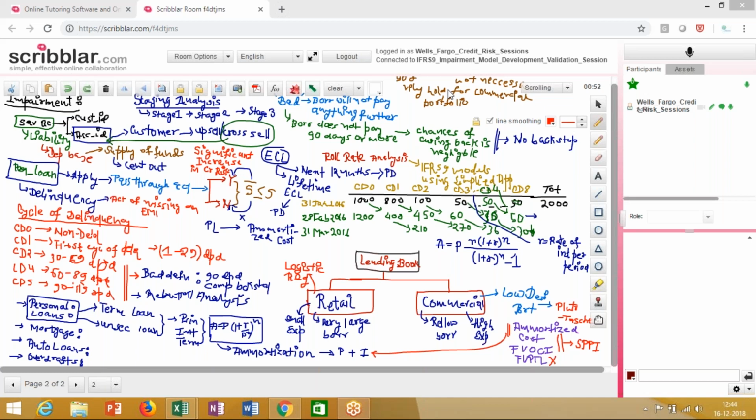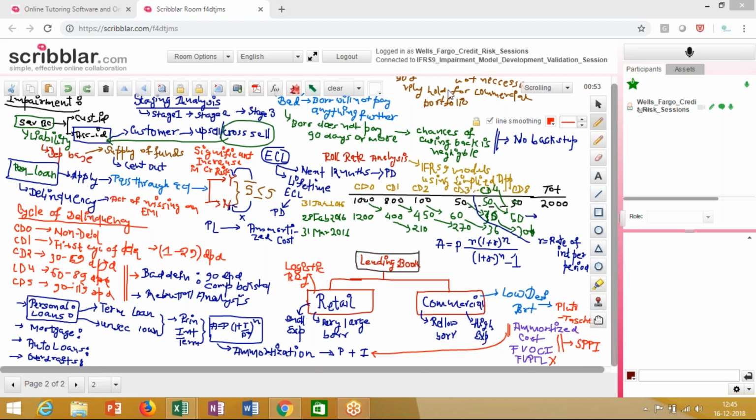So let me again put the thing into perspective. In the last class, we talked about personal loans. We saw how amortization happens, what the formulas for amortization are, and why it passes the solely payment of principal and interest rule, the cash flow characteristic. Now that this asset has passed the test, it enters the valuation. Now we need to assess the impairment for this asset. So what are the chances of impairments in this portfolio?